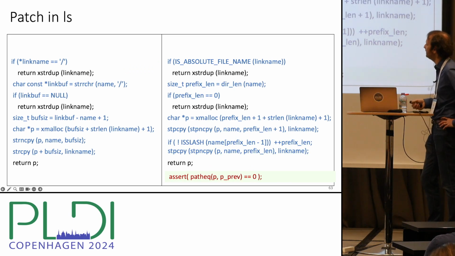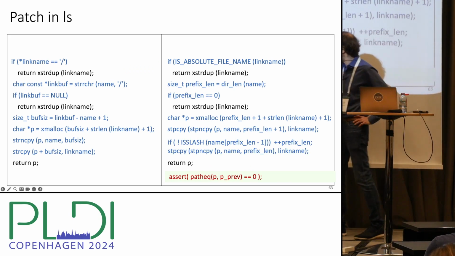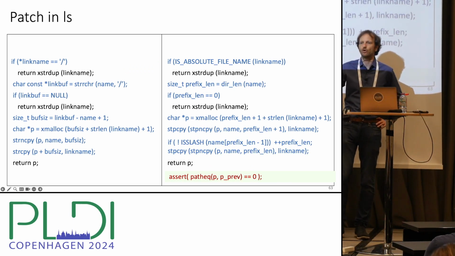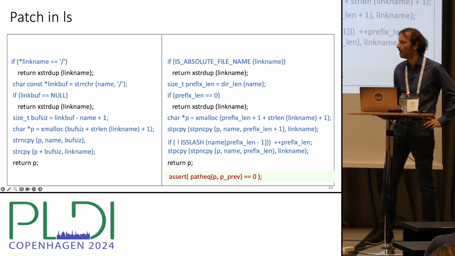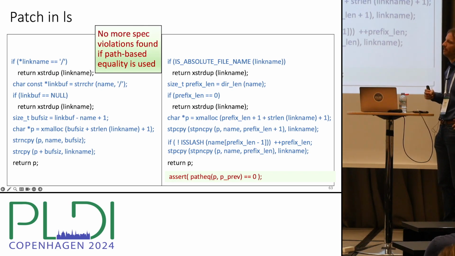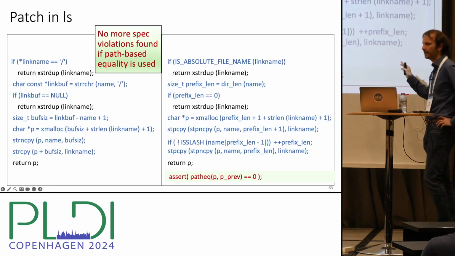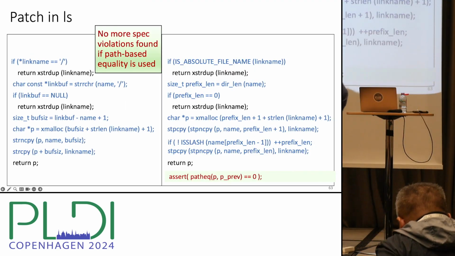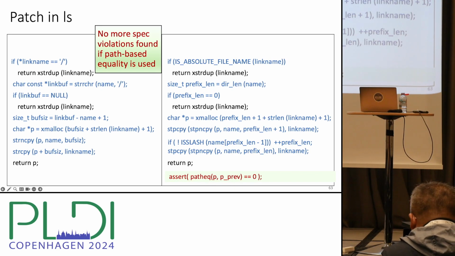So the final thing that we did was to change stir compare with this path equality function, which essentially normalizes multiple slashes into a single one. And with this, we couldn't find any more patch spec violations. All right, so I'm quite excited about that. I think that's quite a promising way for this kind of partial forms of functional correctness.